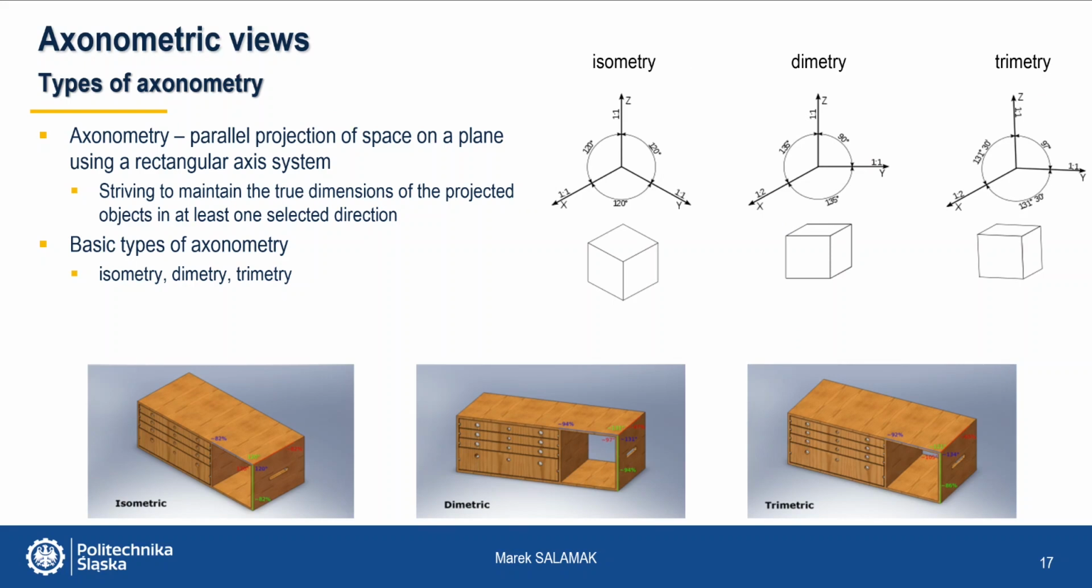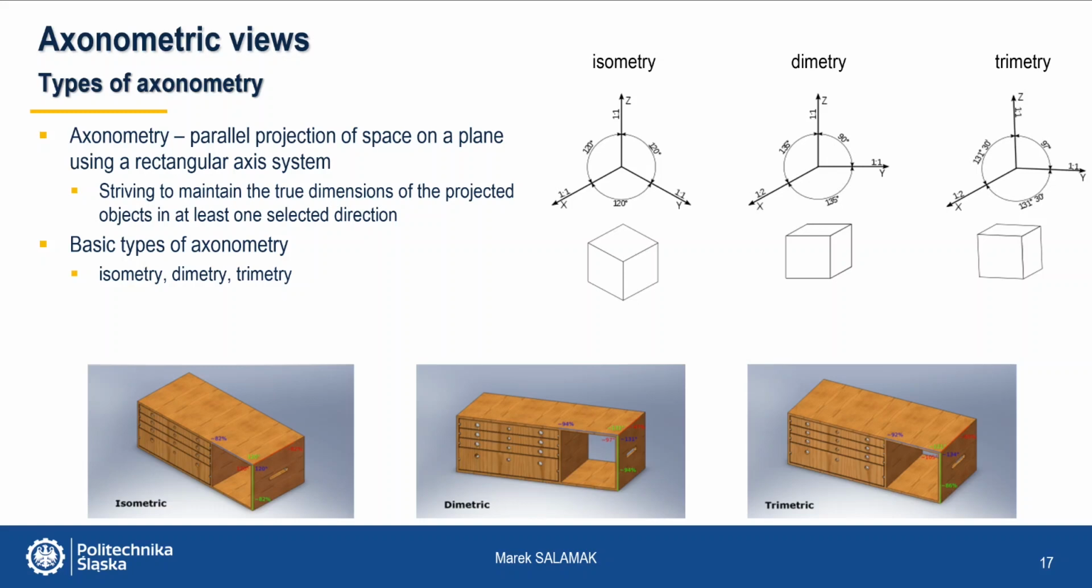Axonometry is a type of parallel projection. It is used to map space to a plane using a rectangular axis system. The feature that distinguishes axonometry from other types of parallel projection is the striving to maintain the real dimensions of the projected objects in at least one selected direction. Axonometry is widely used in engineering drawing.